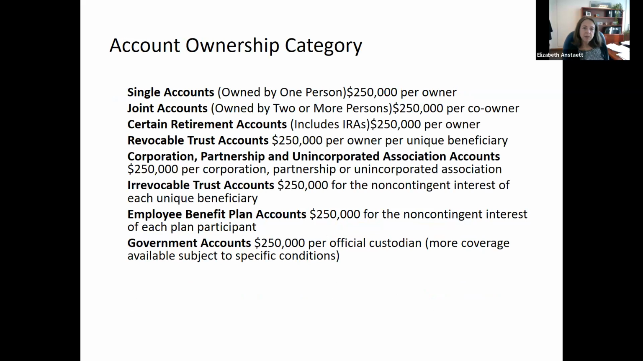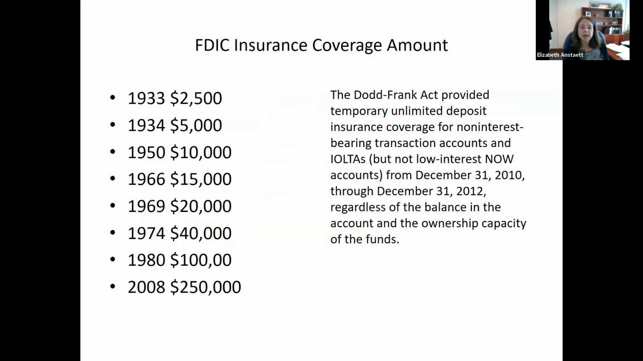So the categories tend to be single accounts owned by one person, joint accounts owned by two or more. Certain types of IRAs are covered by FDIC insurance, revocable trust account, and you look at the beneficiary, business accounts, looking at the business entity, irrevocable trust accounts, again, looking at the beneficiary, certain employee benefit plans, if they're held in the proper manner, as well as government accounts that are custodial in nature. And so it really shows you that you can get quite a lot of insurance, one, by holding various types of accounts, and two, by going to different types of institutions.